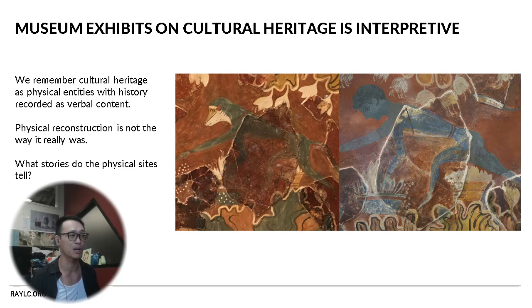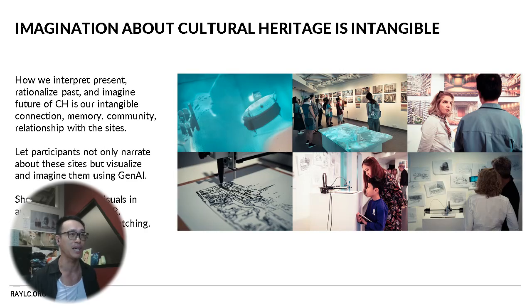In this case, for example, from the Knossos site, you can see that a single fragment is actually interpreted by different archaeologists to be completely different things. In one case, it's a boy; in one case, it's a monkey. And so our current interpretation is not what it was in the past. So how can we keep track of what it was that people felt this thing to be in the past? So this is our work.